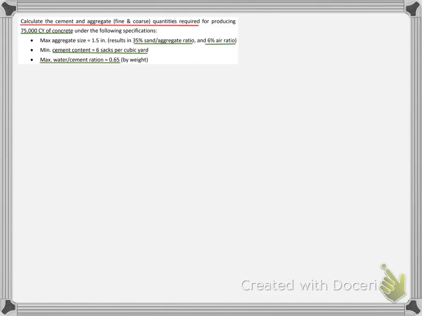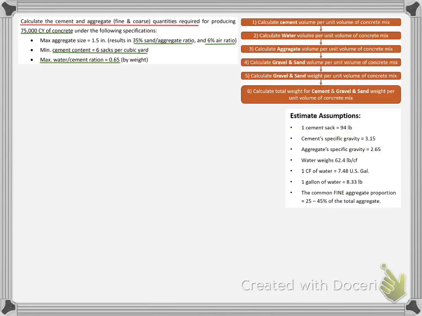We are given the mix design information, including the sand and aggregate ratio, air ratio, cement content, and water cement ratio. We will follow the quantity estimation process and assumptions we explained in the lesson video.